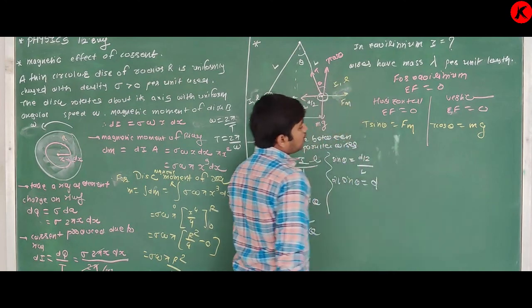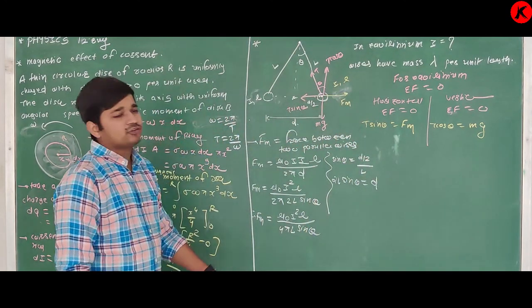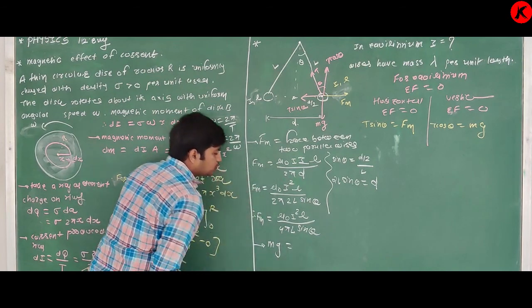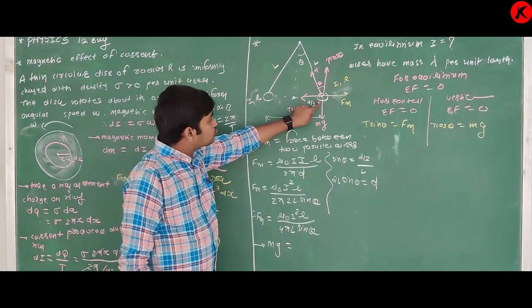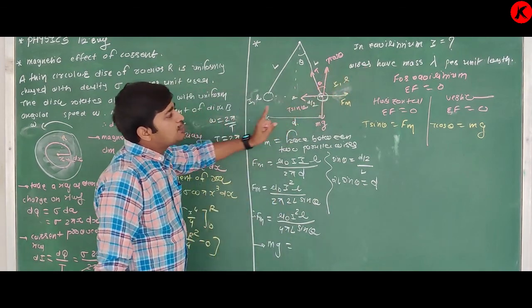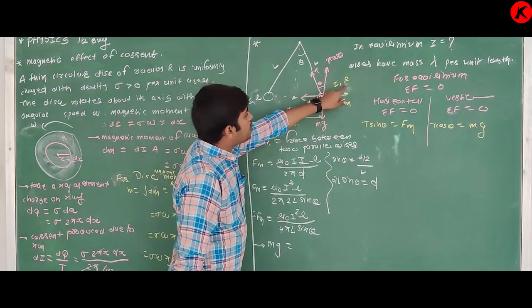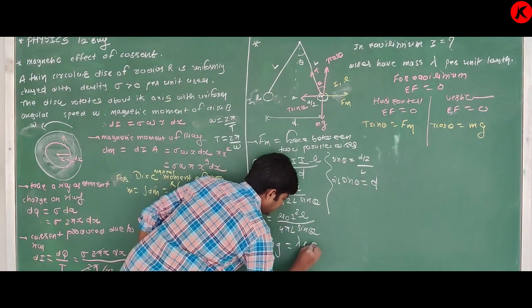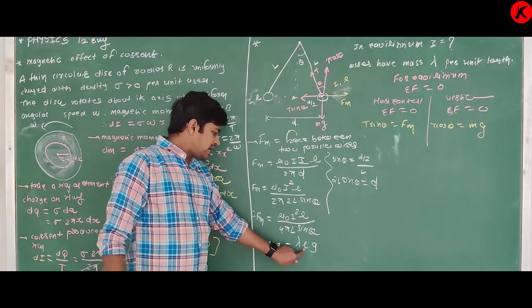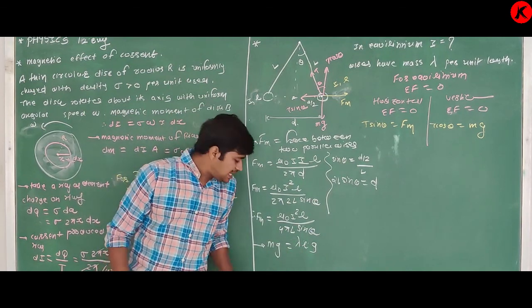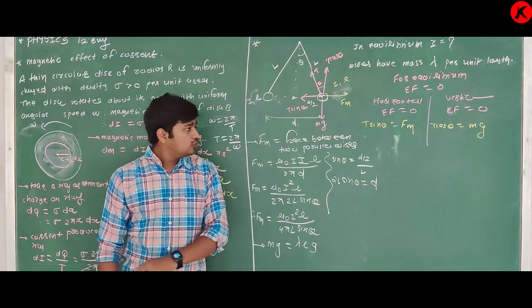Now what about mg? M is the mass of this wire, but you are not given the mass of this wire. So how to find it? See, mg is equal to m, the mass of this wire. And for the wire you are given that wires have mass lambda per unit length. What is the length of this wire? That is l. So what is the mass? Lambda is equal to m upon l. So m is equal to lambda into l into g.